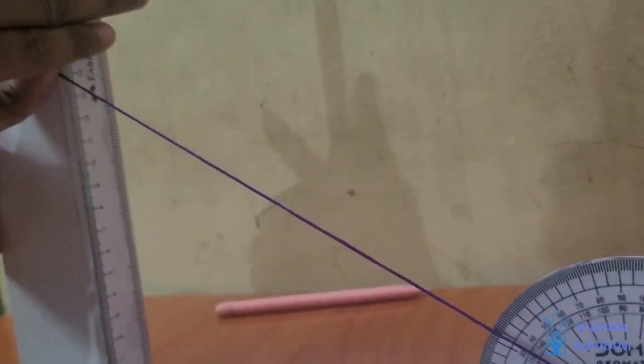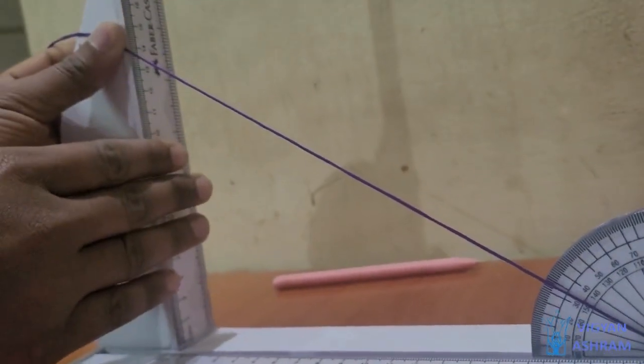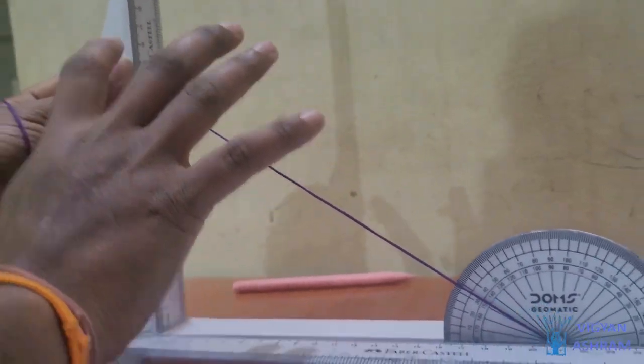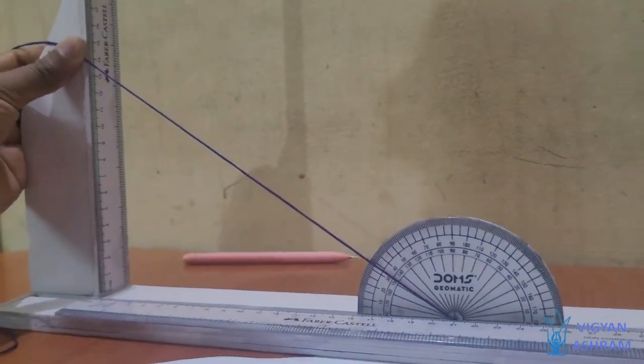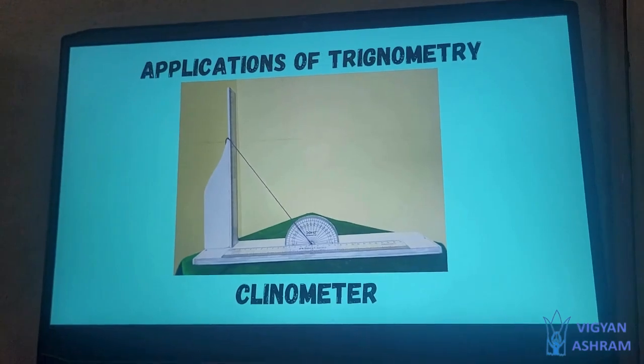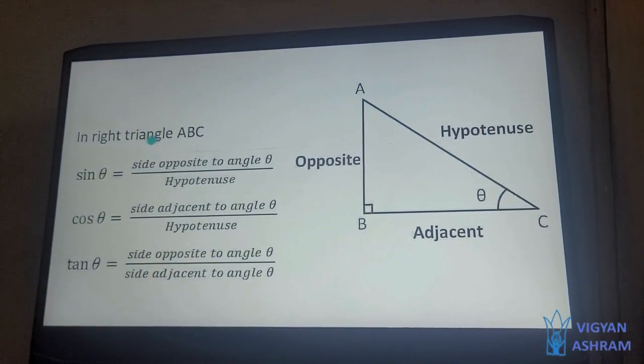Just think we don't have this measuring scale over here. We have to find the height of that pen. So what we can do is use the tan theta formula. So let's check the basic formulas.